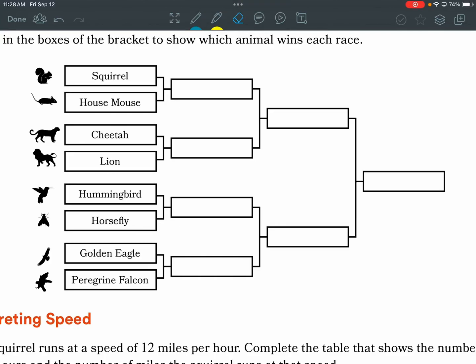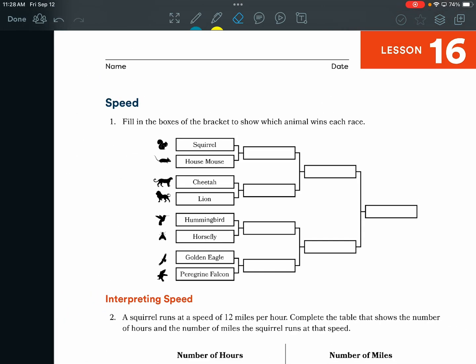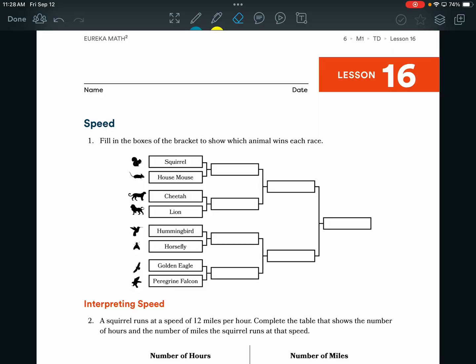Take 2. We are on page 223. We are talking about speed. Speed is how fast something goes. All right, here we go again.